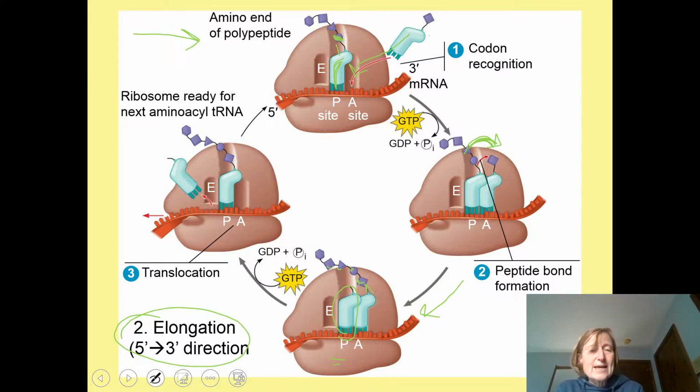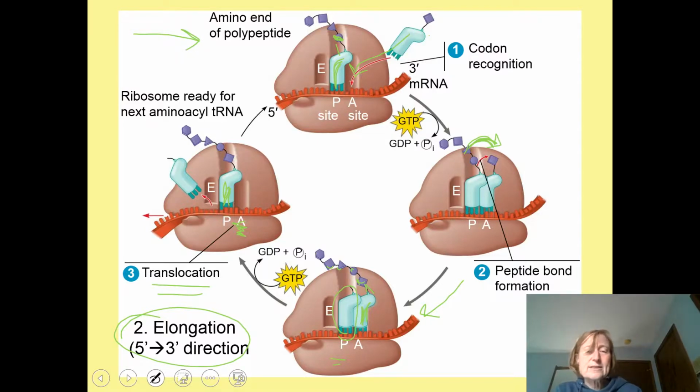But what has to happen next is there has to be a translocation or a shifting so that we can get the tRNA that's in the A site shifted over to the P site, and we can open up the next codon to be read, in other words, to be recognized, and a new tRNA can come in and bring in its appropriate amino acid. And this goes on and on and on.